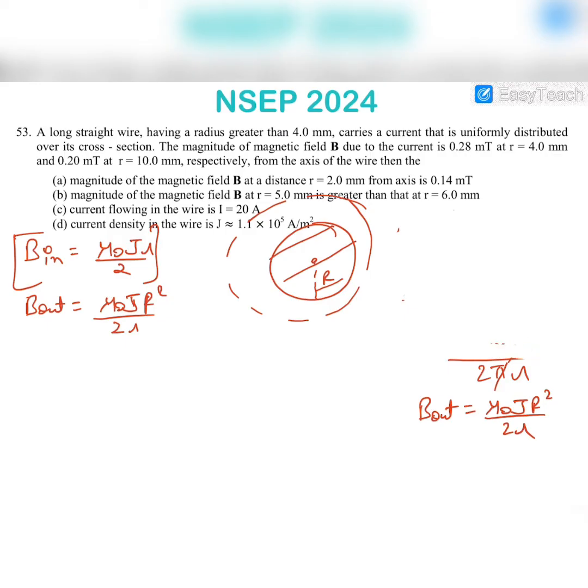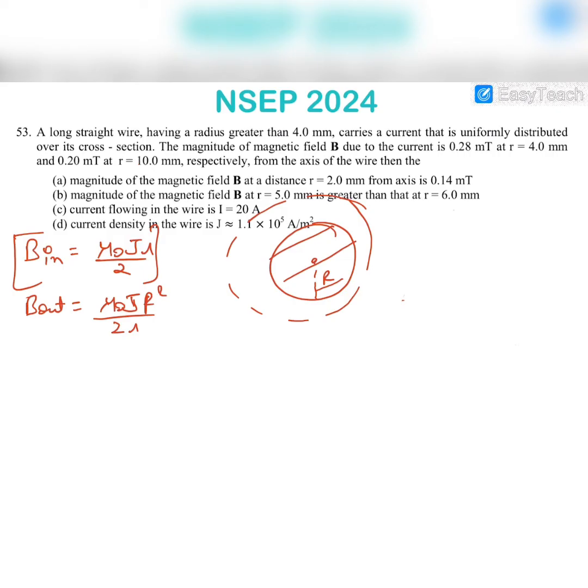We can see that the magnetic field inside the wire is directly proportional to the distance from the center. So as we go away from the center, the magnetic field should increase. But you can see that at 4 mm distance from the center, the magnetic field is this, and at 10 mm it is decreasing. It has decreased to 0.2, which means that this point is lying outside the wire.